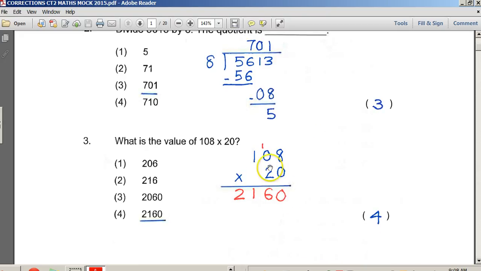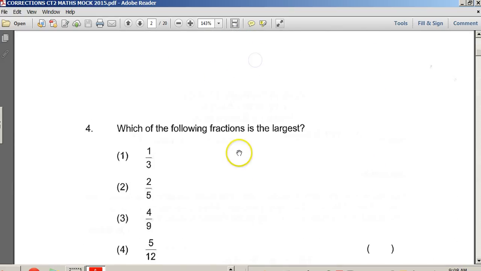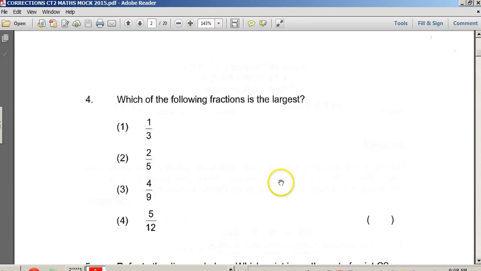Next, be used to this. You may do 108 times 2 first, then after everything, 108 times 2 is 216. But if it is times 20, then all you need to do is just add a 0 here. Get used to this way of multiplication. Let's carry on. Number 4. I want you to find out the best way for you to find this answer. Please figure out this answer yourself. I will not go into it because we've been doing this many times.